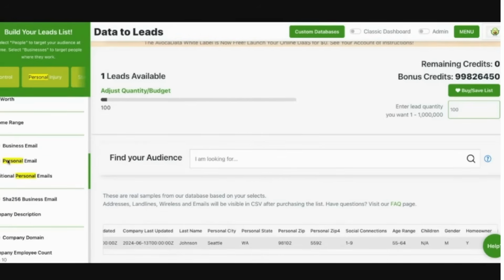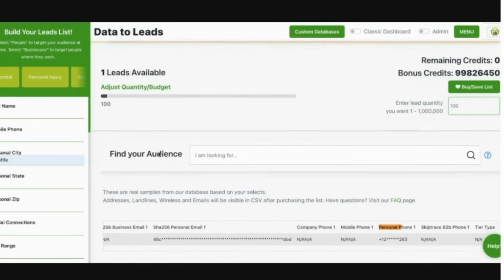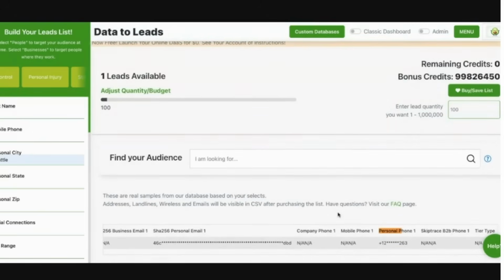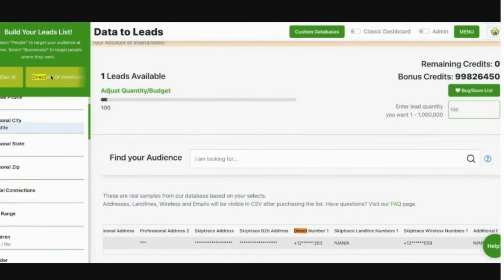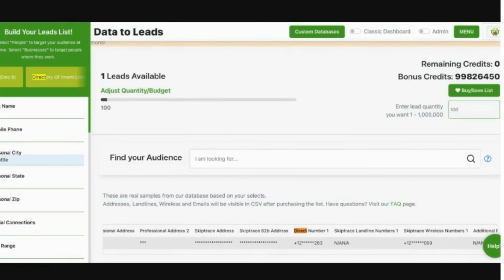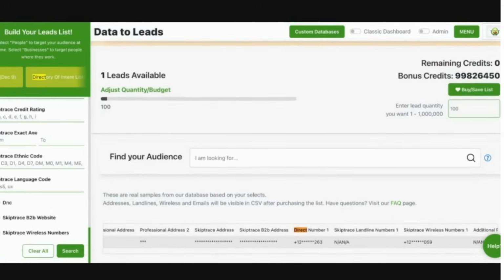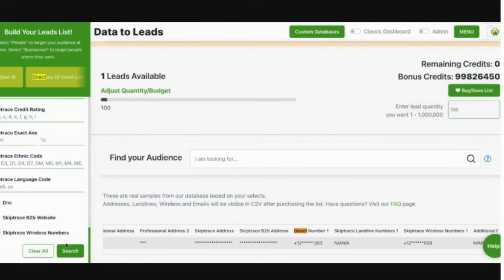All I would say again is personal phone, do not use. It's terrible. And then direct number, do not use. Just use skip trace and mobile. Okay. So skip trace wireless numbers basically. Correct. Yeah, okay. This right here.